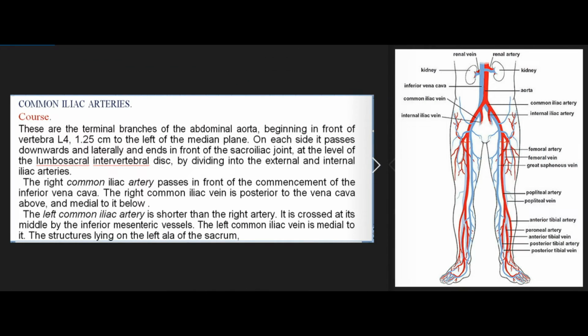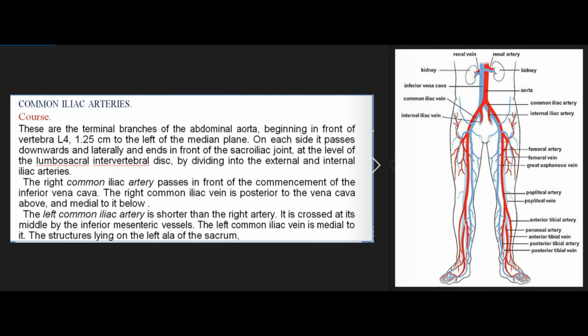Common iliac arteries. Course. These are the terminal branches of the abdominal aorta, beginning in front of vertebra L4, 1.25 cm to the left of the median plane. On each side it passes downwards and laterally and ends in front of the sacroiliac joint, at the level of the lumbosacral intervertebral disc, by dividing into the external and internal iliac arteries.